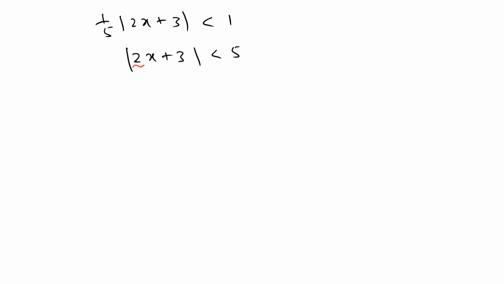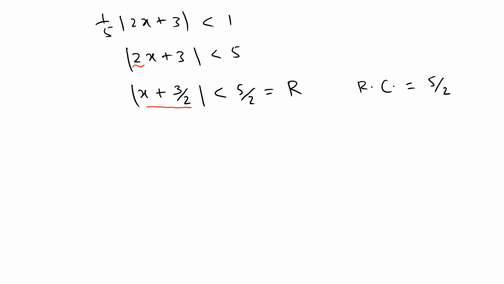If you do that, the next step is x plus 3 halves less than 5 halves. And you can see that's exactly the radius of convergence because we have the right form. So the radius of convergence is equal to 5 halves.